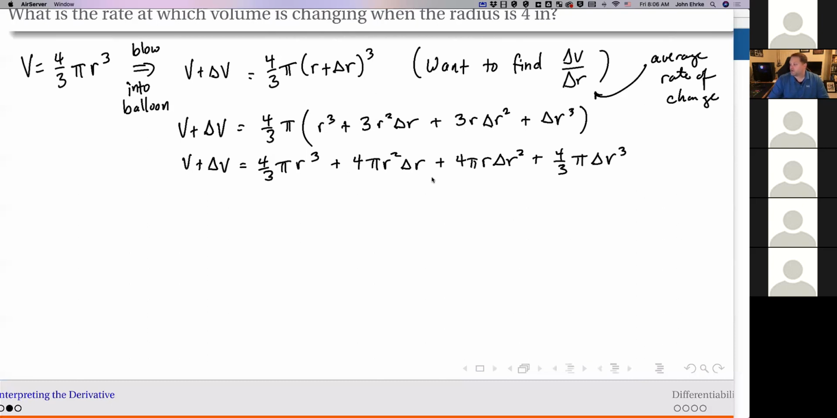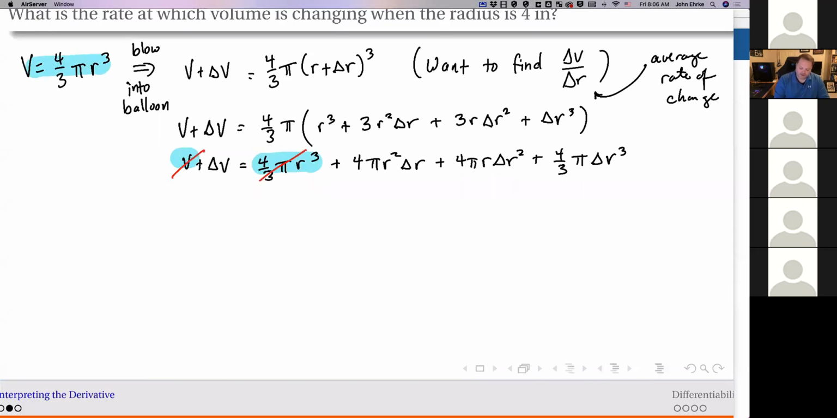So we have that on the right-hand side. Okay, remember the goal is to solve for delta V over delta R. I want to acknowledge something first though. This volume that's here, I know is 4/3 pi r cubed, but I also see it on the right-hand side of the equation. So V, which represents 4/3 pi r cubed, is also on the right-hand side of the equation, which means that I can cancel those two pieces.